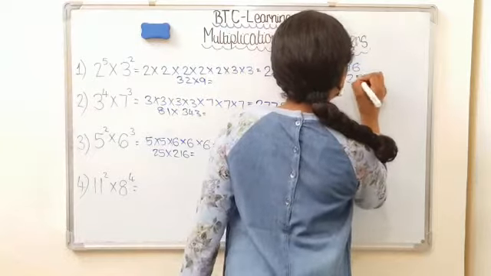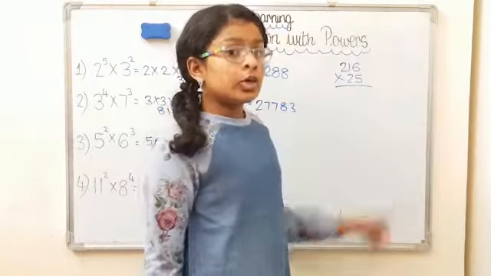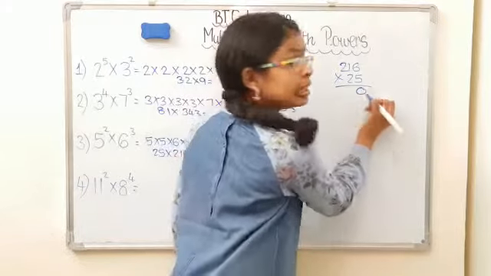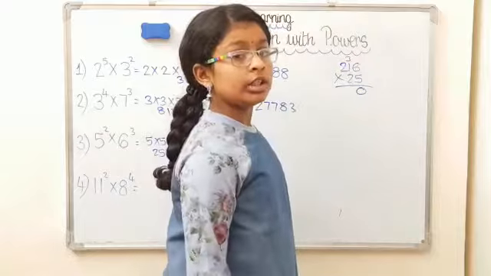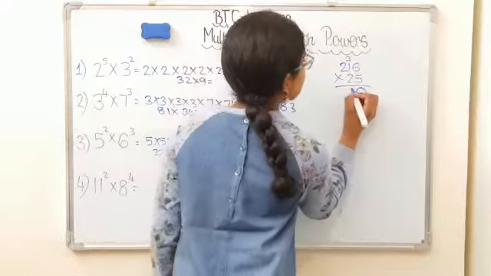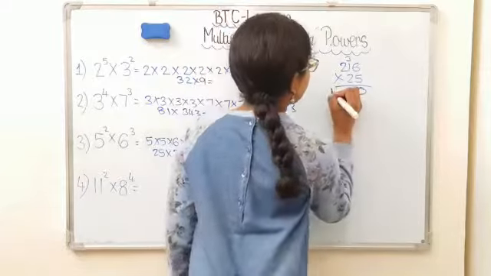216 times 25. 6 times 5 equals 30. So I'm going to write the 0 here, carry the 3. 5 times 1 equals 5, add the 3, it is an 8. 5 times 2 is a 10, so I'm just going to write 10.